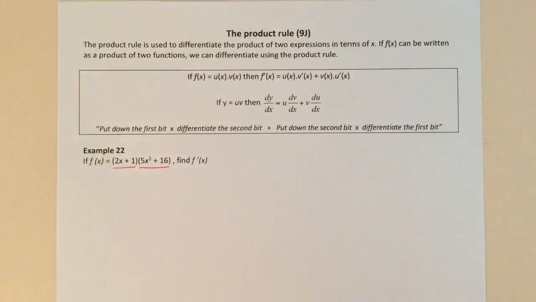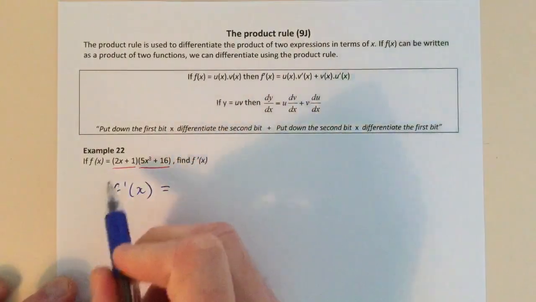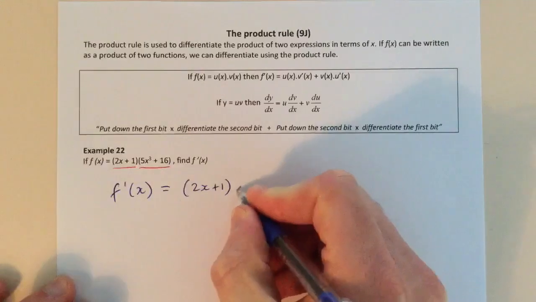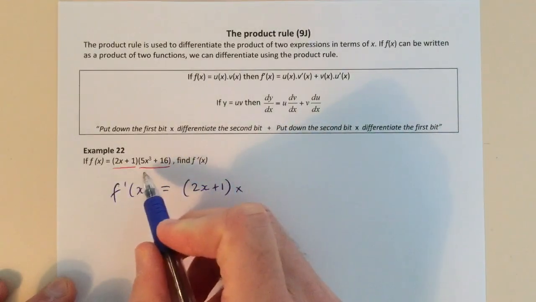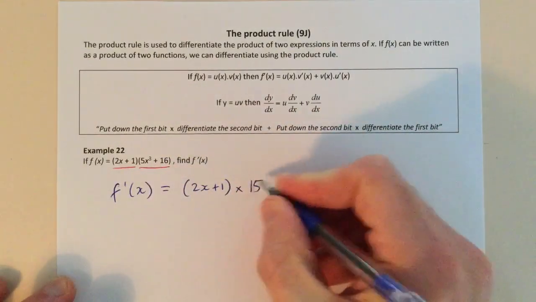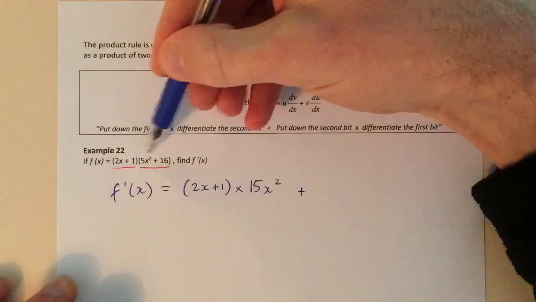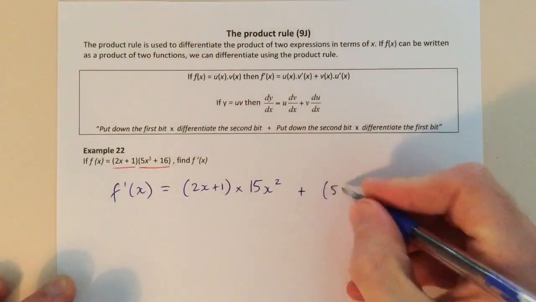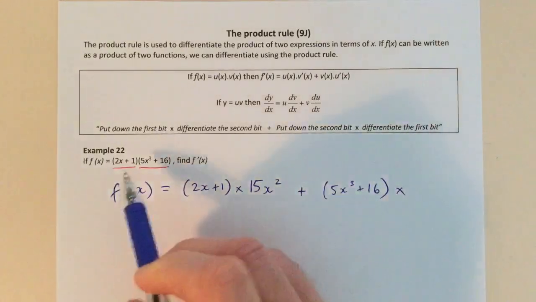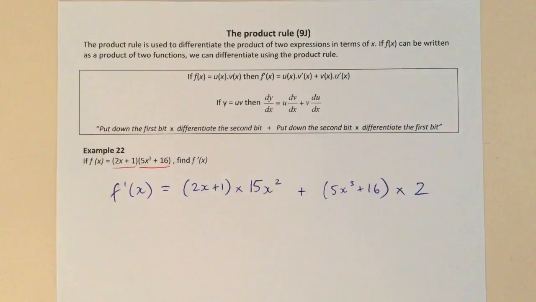So our product rule says, if we want to work out the derivative, we write down the first function as it is, so 2x plus 1, times the derivative of the second part, which is the derivative of 5x cubed plus 16, and that derivative is just 15x squared, plus the second thing as it is on its own, so 5x cubed plus 16, times the derivative of the first function, which in this case is 2. The derivative of 2x plus 1 is just 2.